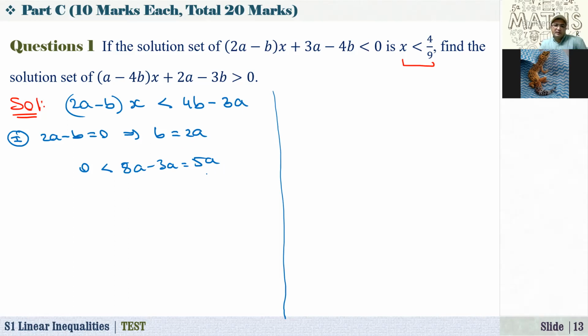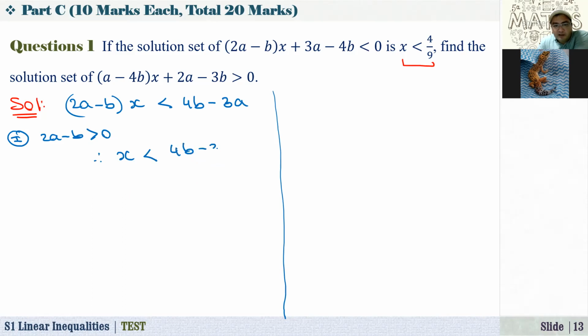If a is positive, we have infinitely many solutions, which doesn't make sense here. If a is negative, we don't have any solution. So that's why it's not the case. The only case here is that 2a minus b must be positive. If it is positive, the solution will be x is less than (4b minus 3a) over (2a minus b).